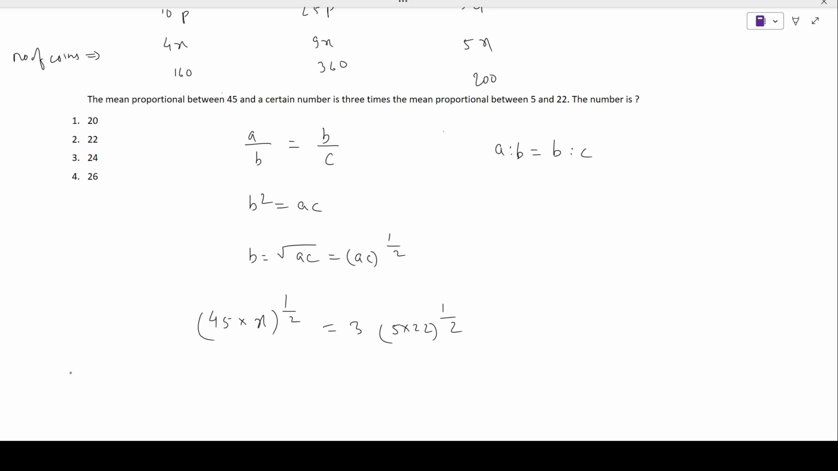Squaring both sides, we have 45x is equal to 9 into 5 into 22, or let's just leave it as 5 into 22. It will be easier to cancel out.